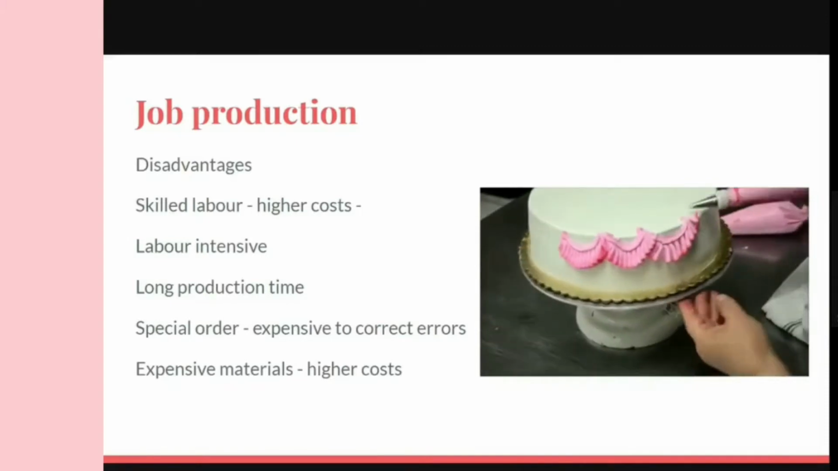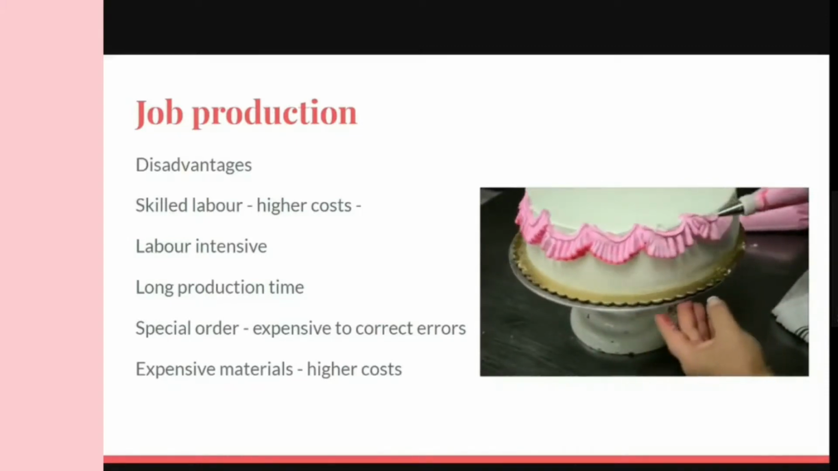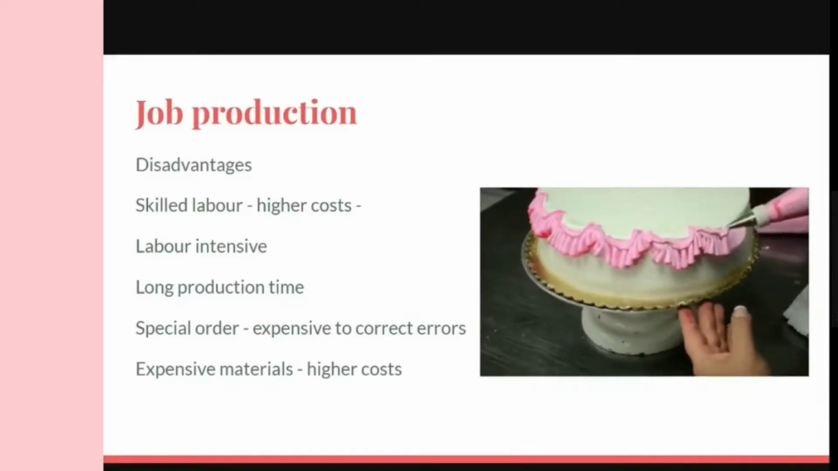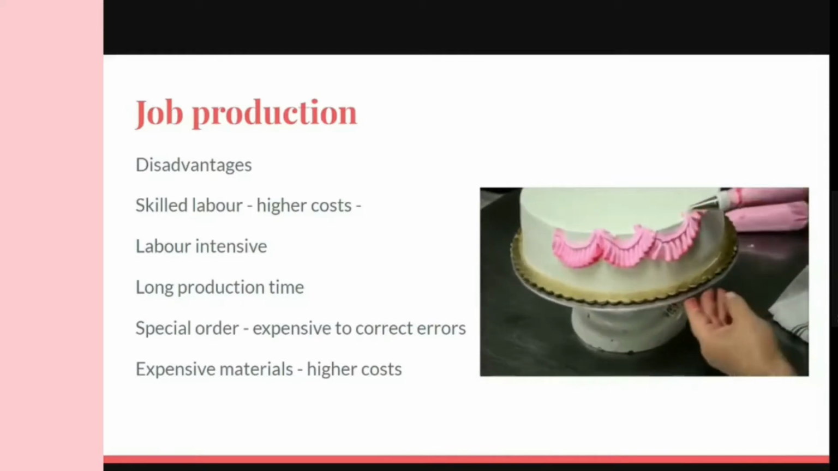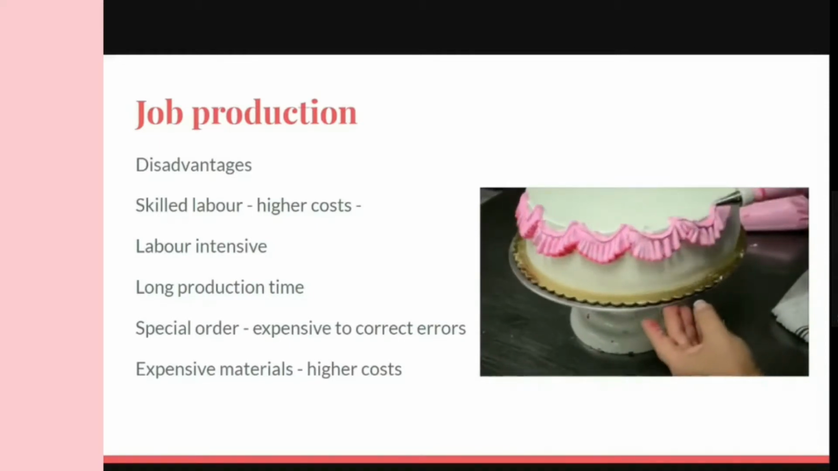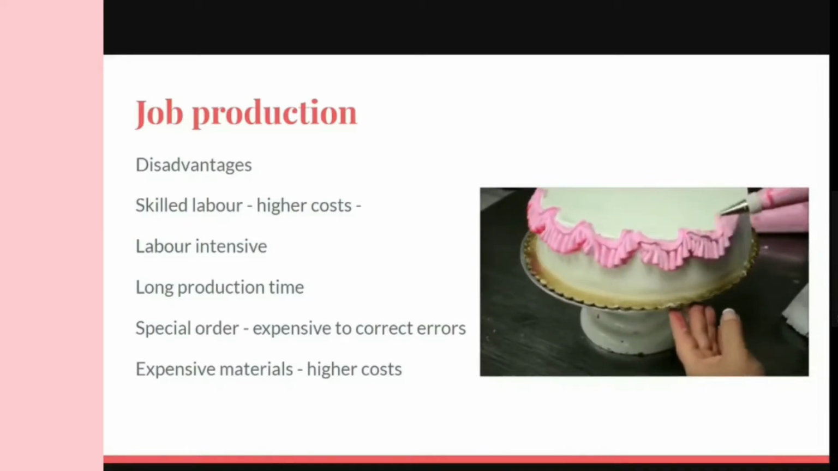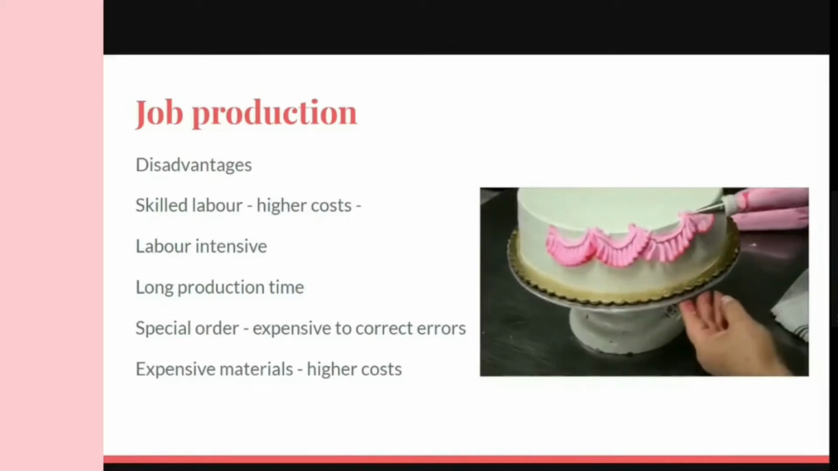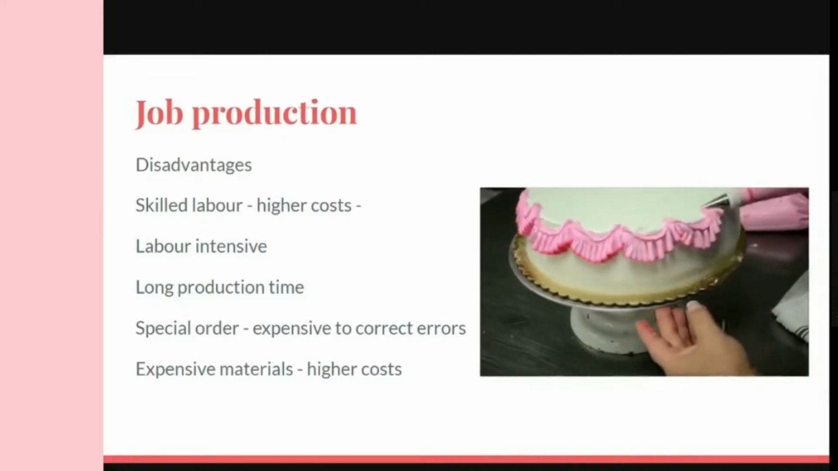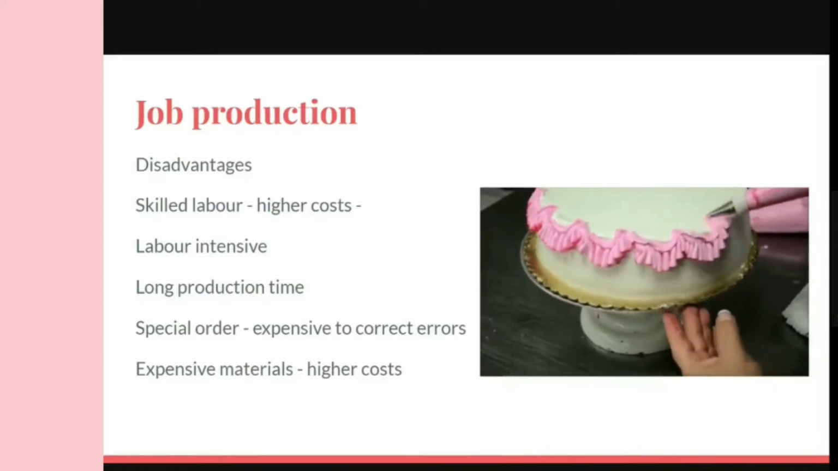Disadvantages of job production: because it's a special design for different customers, this requires skilled labor, which raises cost. The costs are higher because it is often labor intensive. Production often takes a longer time, and products are specially made to order, and so any errors can be expensive to correct. Materials may have to be specially purchased, leading to higher costs.